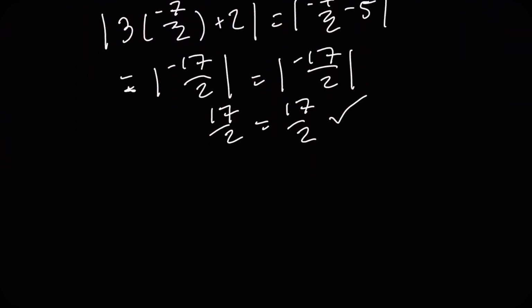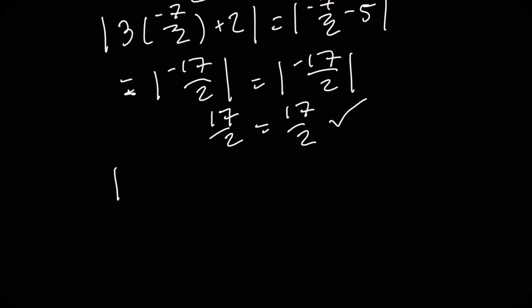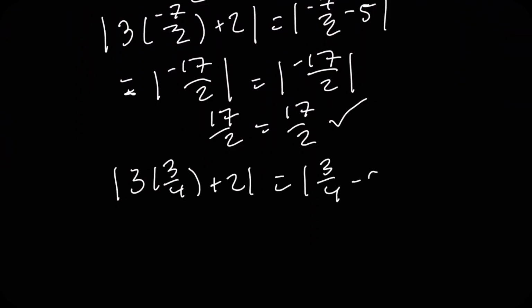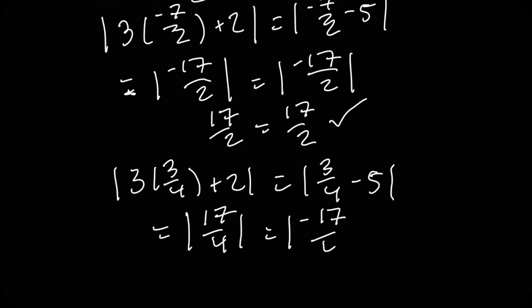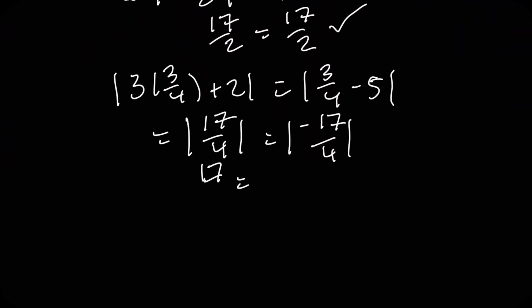So go ahead and plug 3/4 in. Absolute value of 3 times 3/4 plus 2, and that's equal to the absolute value of 3/4 minus 5. This will give us a positive 17/4 is equal to the absolute value of negative 17/4, which makes sense because that'll just be 17/4 equal to 17/4.